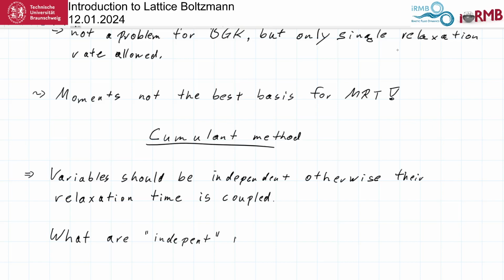And this is the crucial point here. So what are independent random variables? We're talking about random variables, because the distribution function is a statistic. So there is a probability density function of finding a particle in a certain state. The velocity of a particle is a random variable. And its contribution to temperature and so on, this is all random variables.